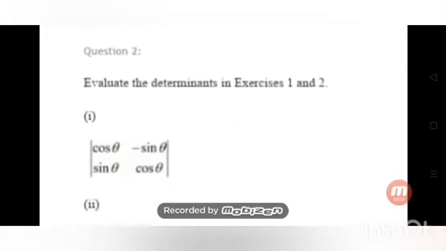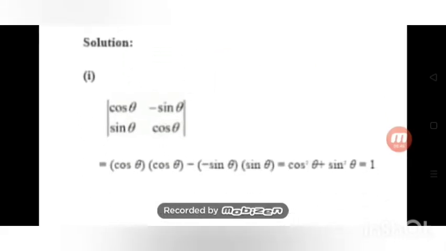One more question is there. You see, evaluate the determinant in exercise 1 and 2. Here 1 is there, cos theta, minus sin theta, cos theta. So it's a 2 by 2 matrix or determinant. First we have to multiply cos theta into cos theta minus sin theta into sin theta. You see here I am writing cos theta into cos theta minus sin theta into sin theta. So cos theta into cos theta gives you cos square theta, minus, minus, plus sin theta into sin theta gives you sin square theta, and we know sin square theta plus cos square theta is equal to 1. So this is the value of this determinant.